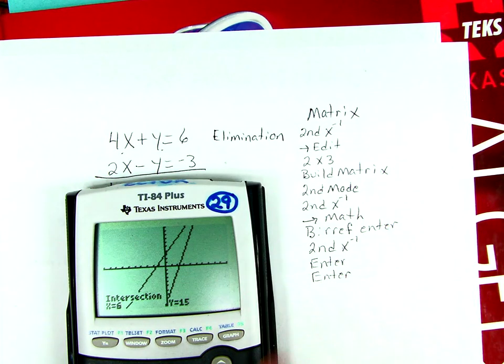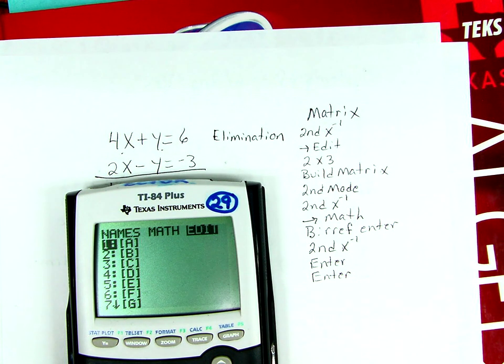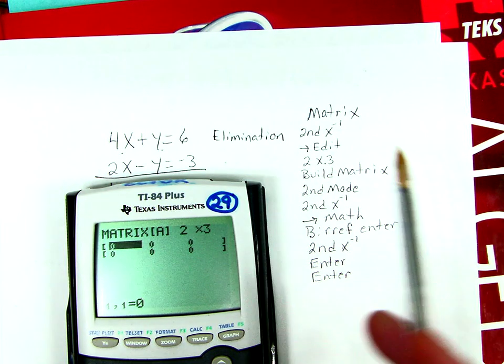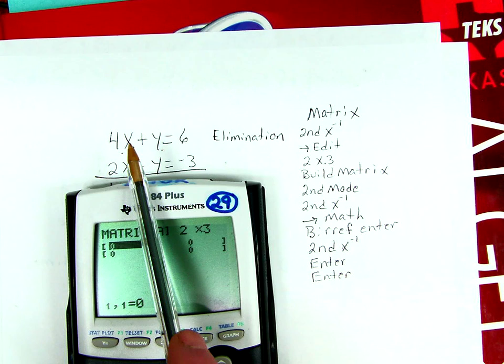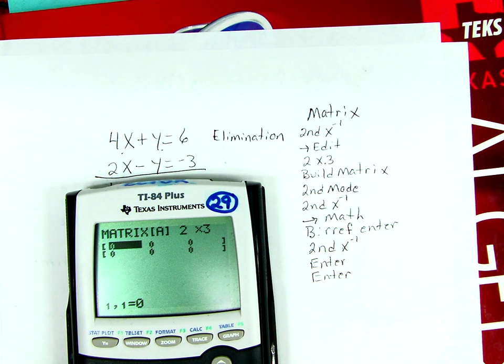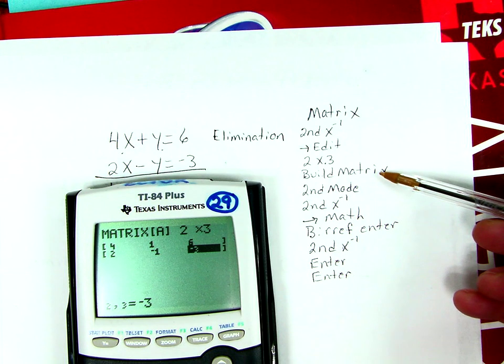Here's the first one. Second, inverse. Go over to edit, enter, 2, enter, 3, enter. We're down to here now. Now it's time to build the matrix. It's going to be like we took all the letters, operators, and equal sign out, and everything that's left, that's what we're going to type in. 4, there's 1y, and the answer is 6. 2, there's negative 1y's, and the answer is negative 3. So we just built the matrix.